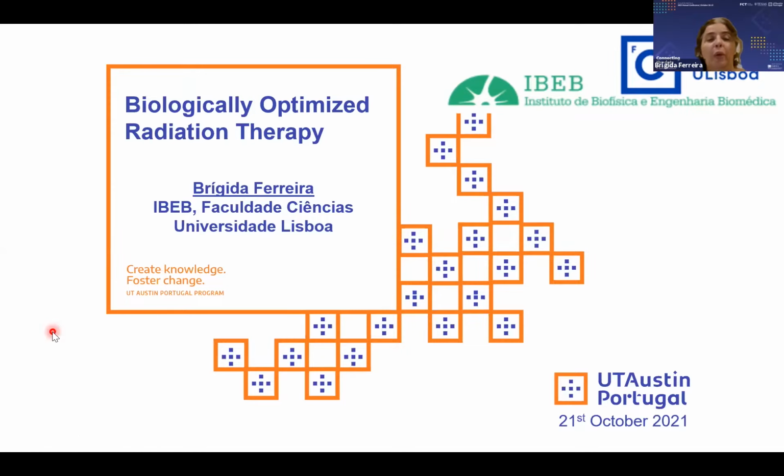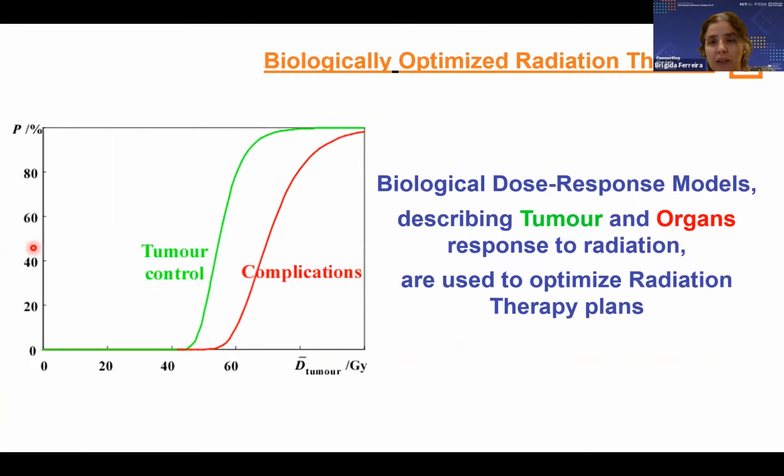Okay. So today I'm going to talk about biologically optimized radiation therapy, and just to explain right away what I mean by that: the use of biological dose response models to optimize radiation therapy plans. For example, here you see 2 dose response curves. The green one shows the probability of tumor control, and the red one shows the probability of complications.